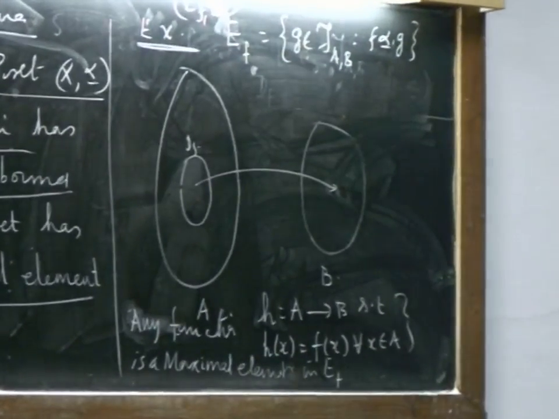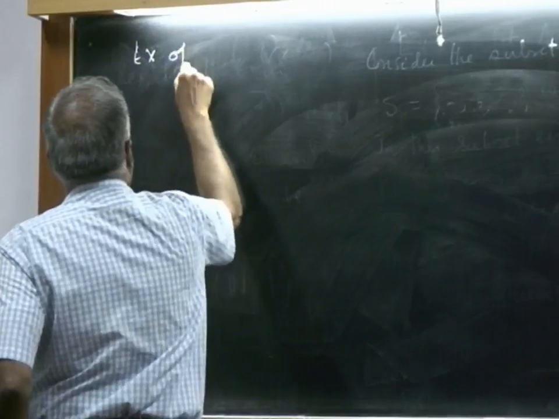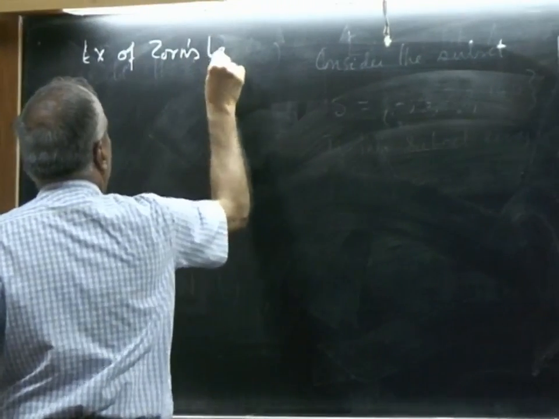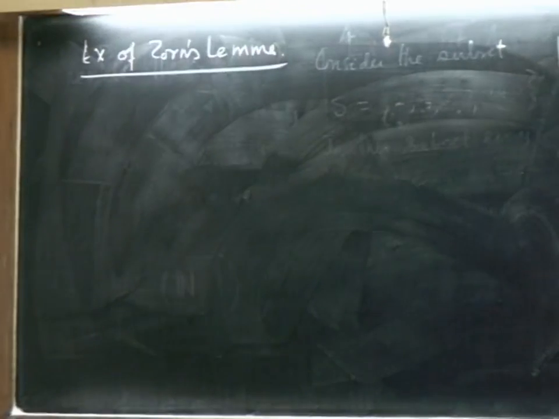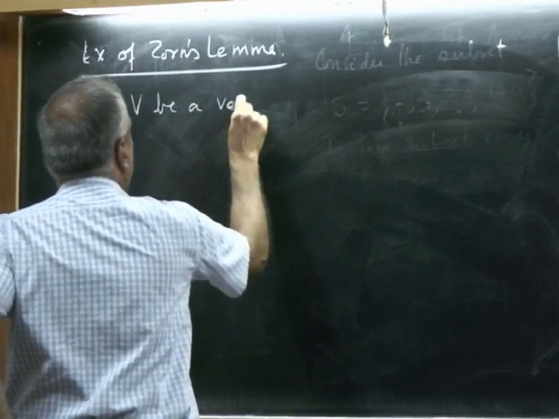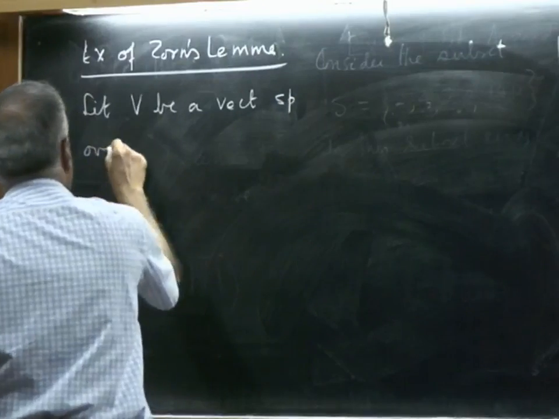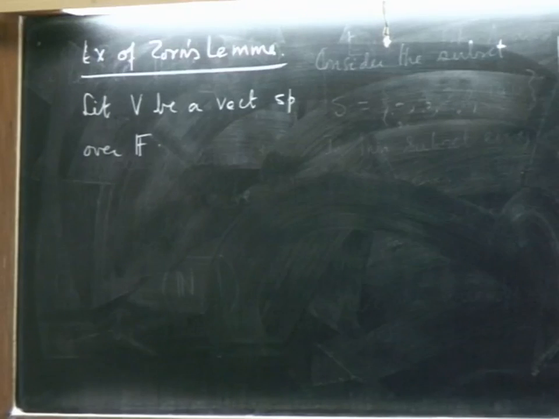Now let me give you one typical, very useful example of Zorn's lemma. We will be using this type of argument many times. So I have a vector space V. Let V be a vector space over a field F. If you are not familiar with fields, take the scalars to be complex or real numbers always.